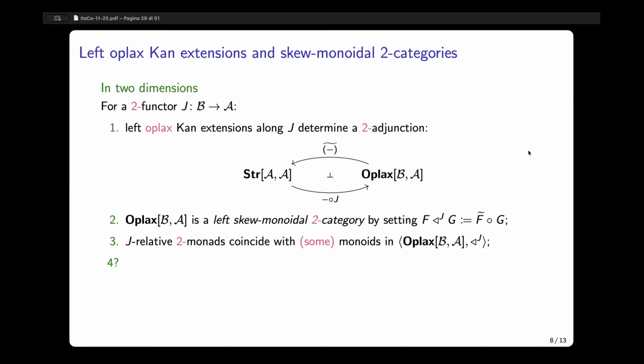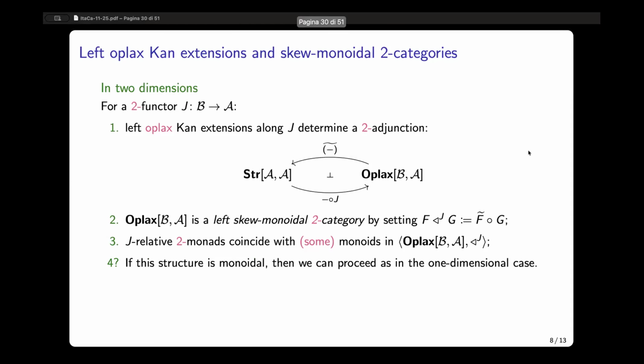But what about the fourth point here? Well, in principle, yes, if we find sufficient hypotheses which make this structure monoidal, then in parallel, taking left Oplax Kan extensions will be a monoidal functor, let's say pseudofunctor, and it will map monoids into monoids. But the crucial point is that in the case of the inclusion that we care about, so Set into Cat, it's not monoidal. So what do we do?